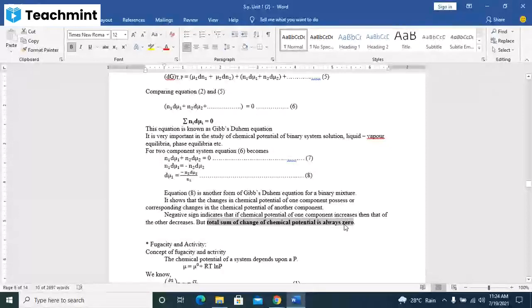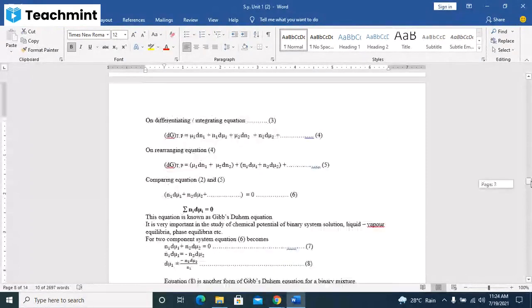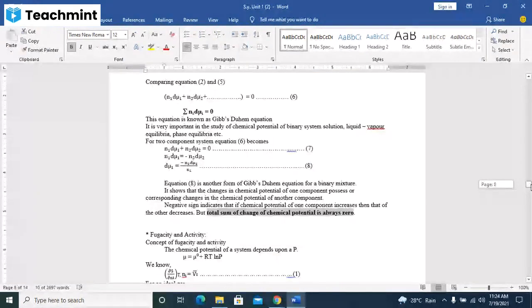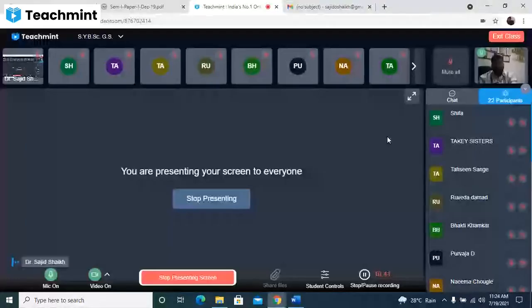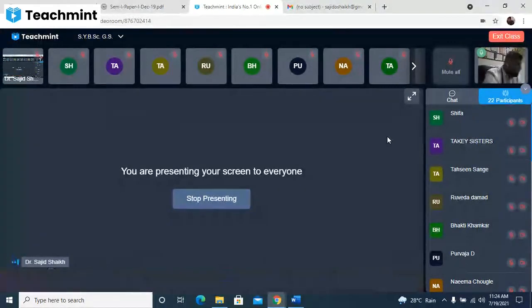It can come for MCQ purposes. This can also come in MCQs: the total sum of the change in the chemical potential is always unity, zero, or whatever it may be. Okay, this is about the Gibbs-Duhem equation. Just the differentiation and integration part is there. Please remember all these things.